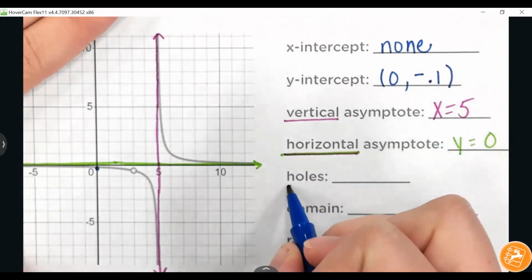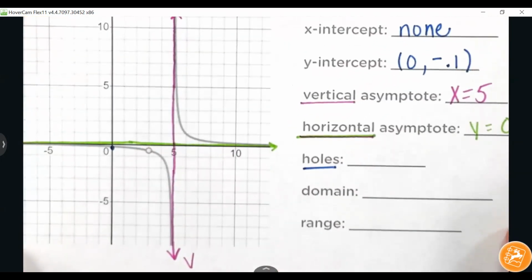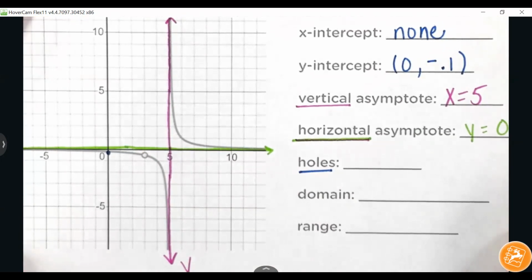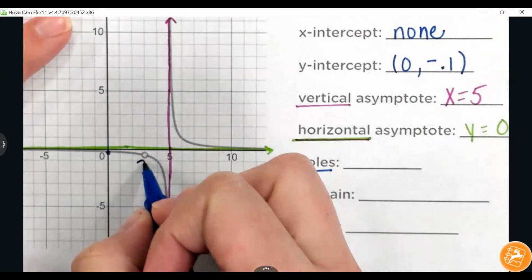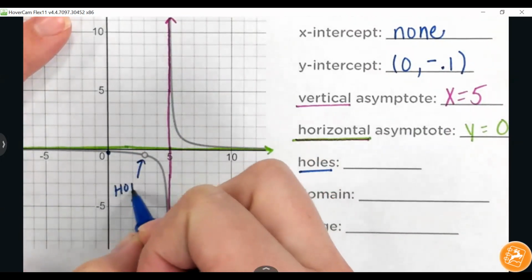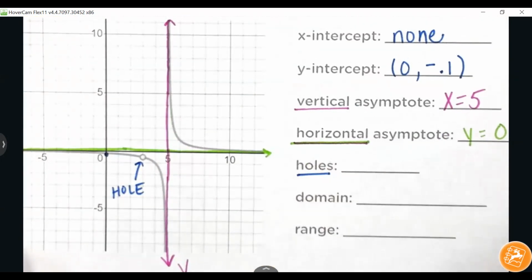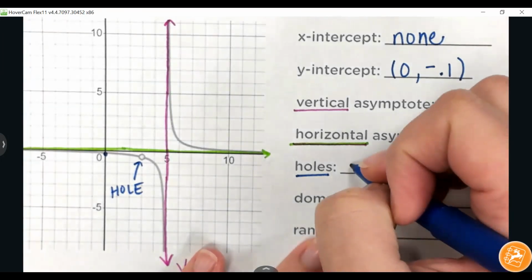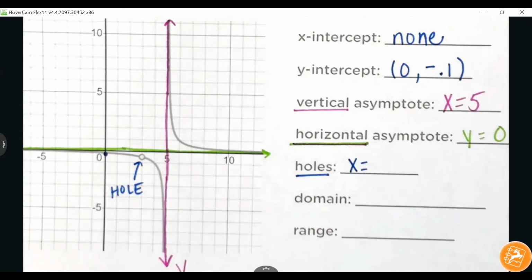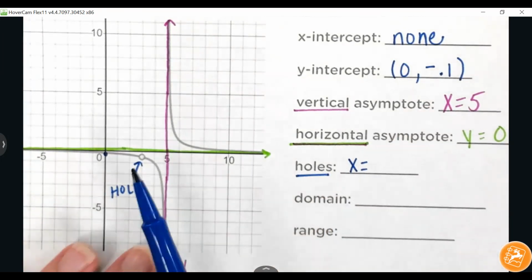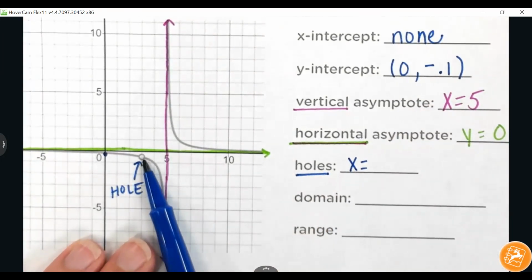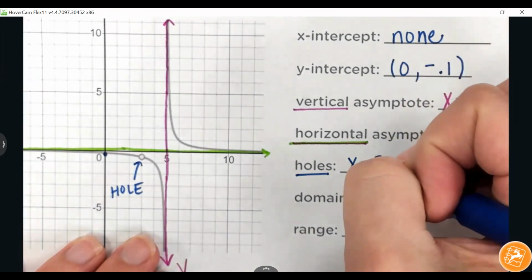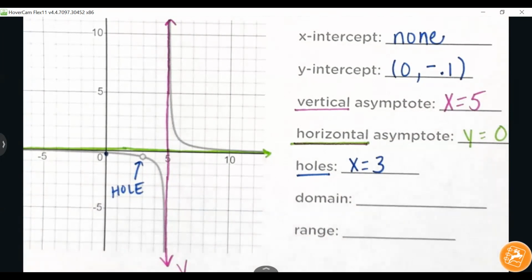This word, holes, this is brand new. Do you see a hole in my graph? That's this part right here, right? This is my hole, okay? All I care about for this hole is what is the x value. So a hole is always going to start with x equals. So if I were to put a point where that hole is, what would the x value be? So x equals 3. That's where my hole has to be, okay?